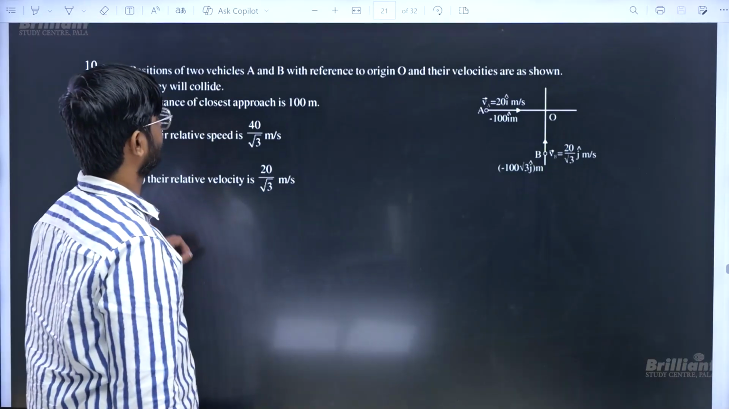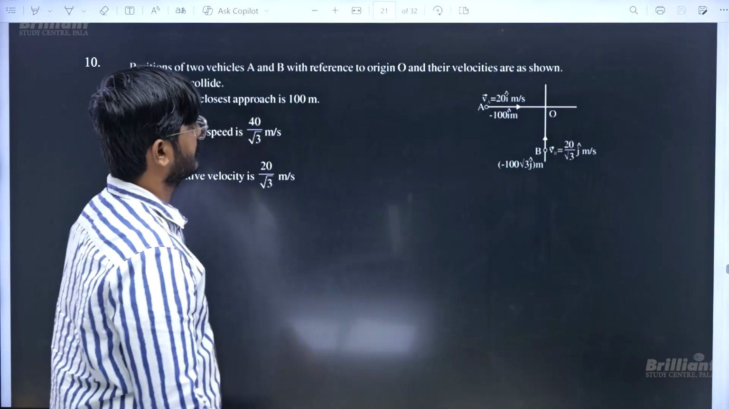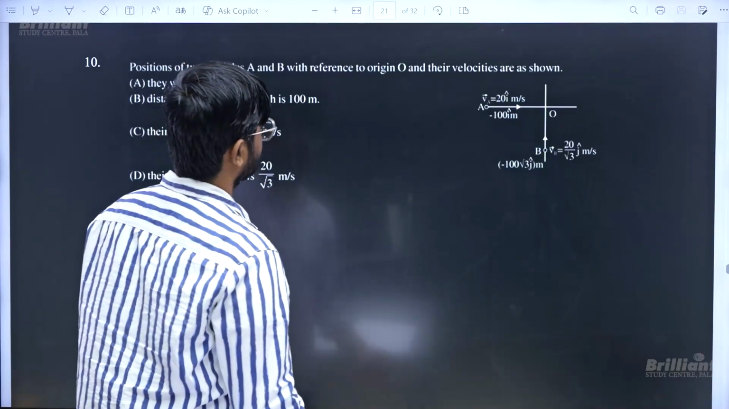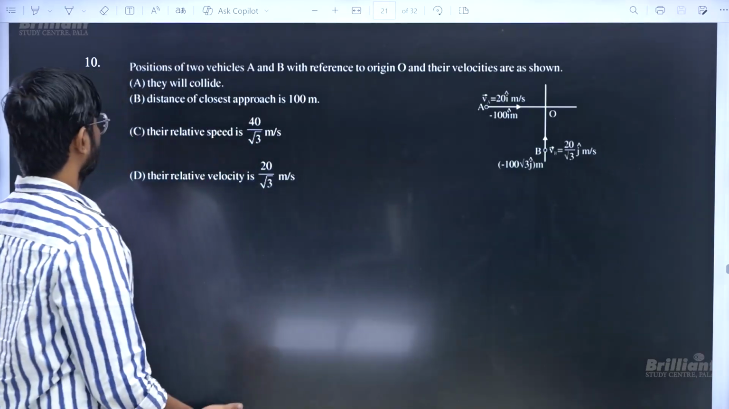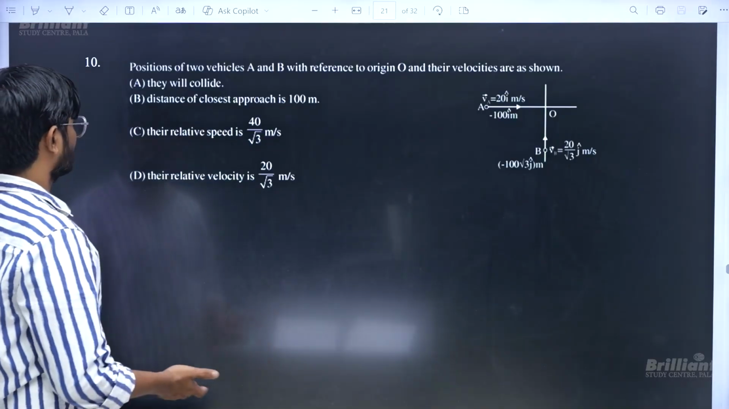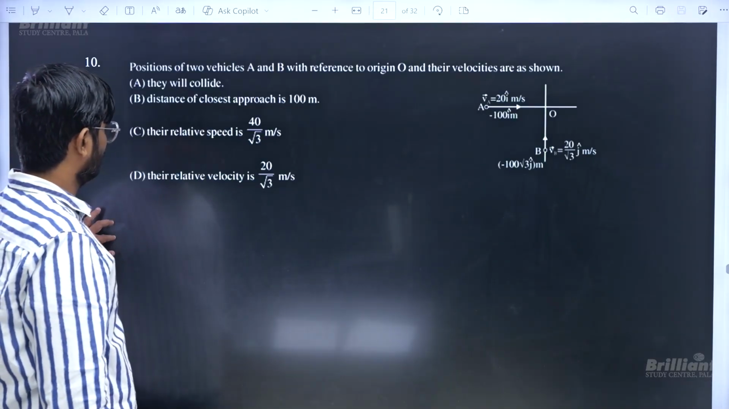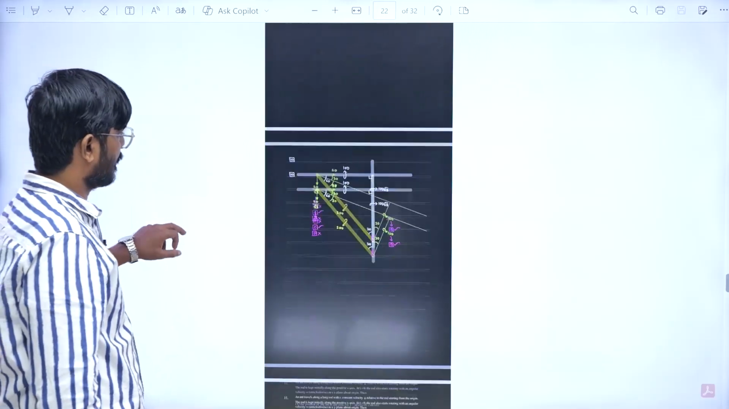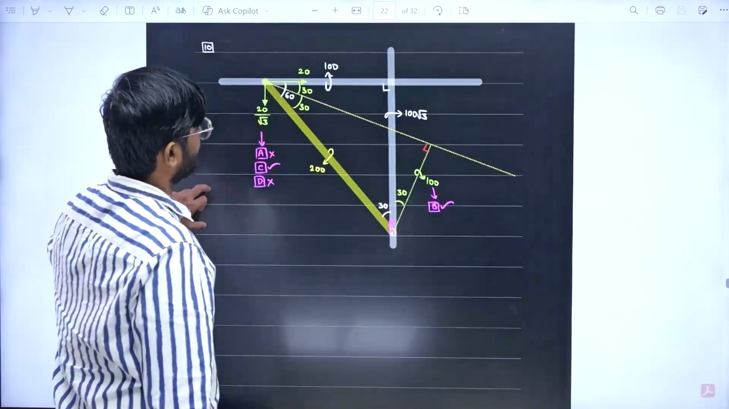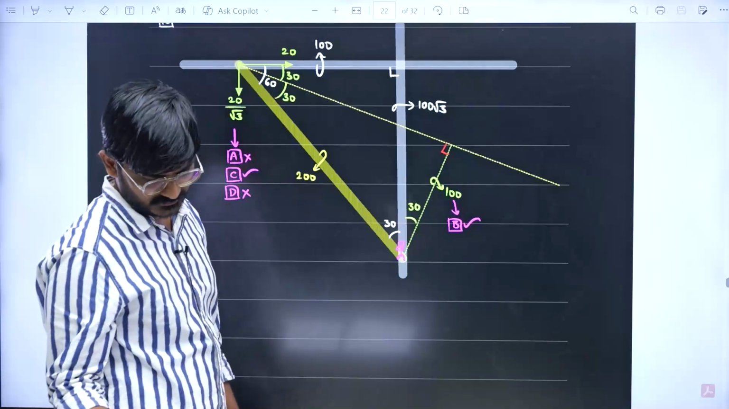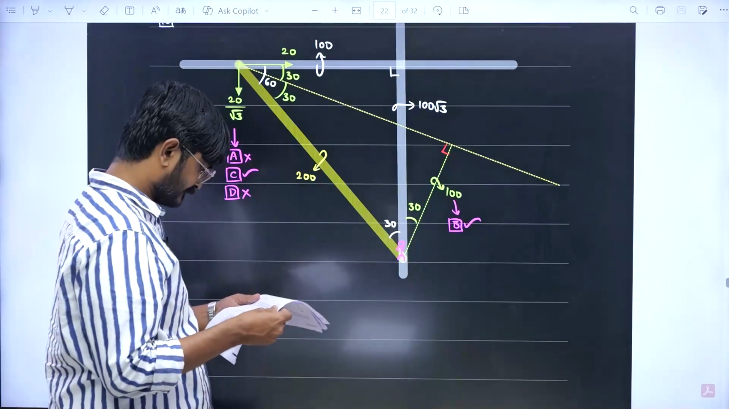Positions of two vehicles A and B with reference to origin and their velocities are as shown. Then will they collide, the distance of closest approach, their relative speed and their relative velocity. So you can sit on one and you can observe the other.